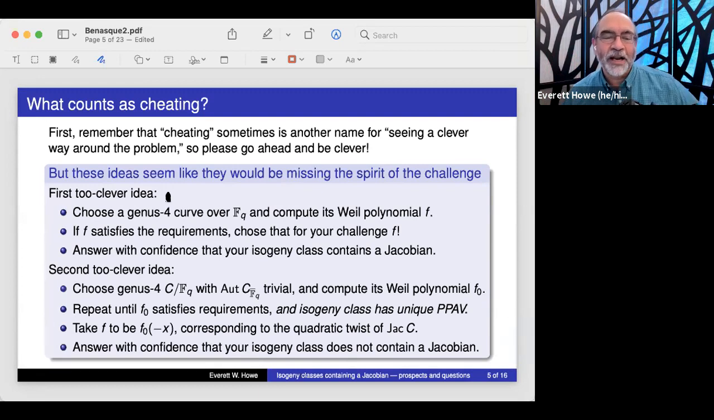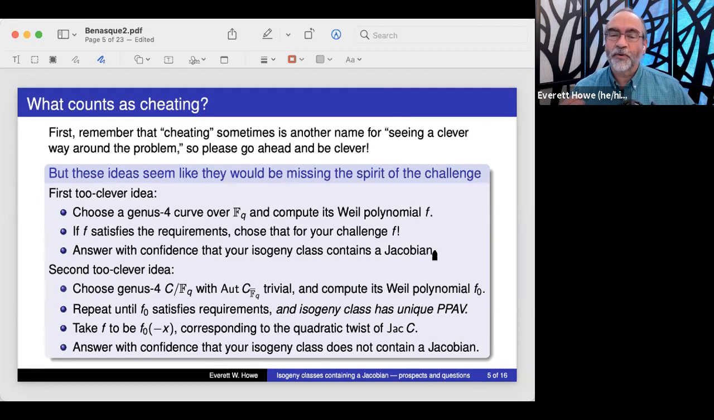So the first idea that is just a little bit too clever, Nils, is that if you choose a genus 4 curve over F_q and compute its Weil polynomial, and repeat that until your f satisfies the requirements on the preceding page, and choose that for your f, then you can say there's a Jacobian in there. That seems like it might be missing the point. A slightly more interesting way of cheating.